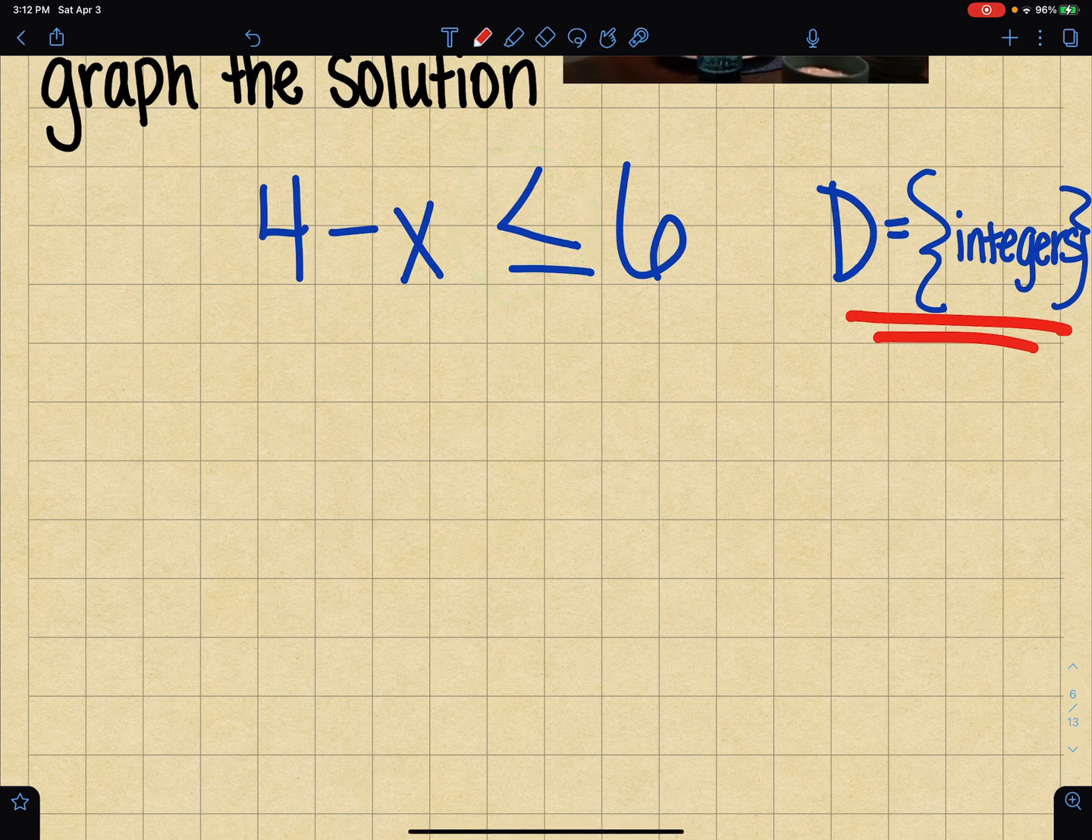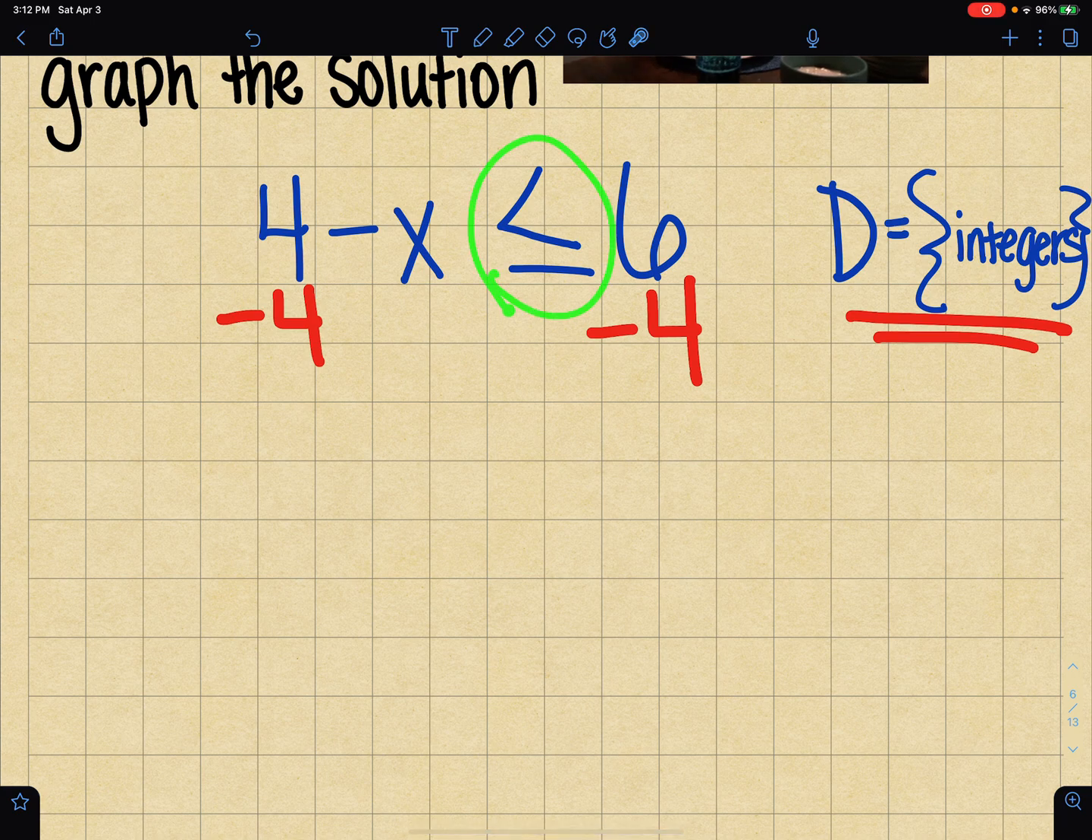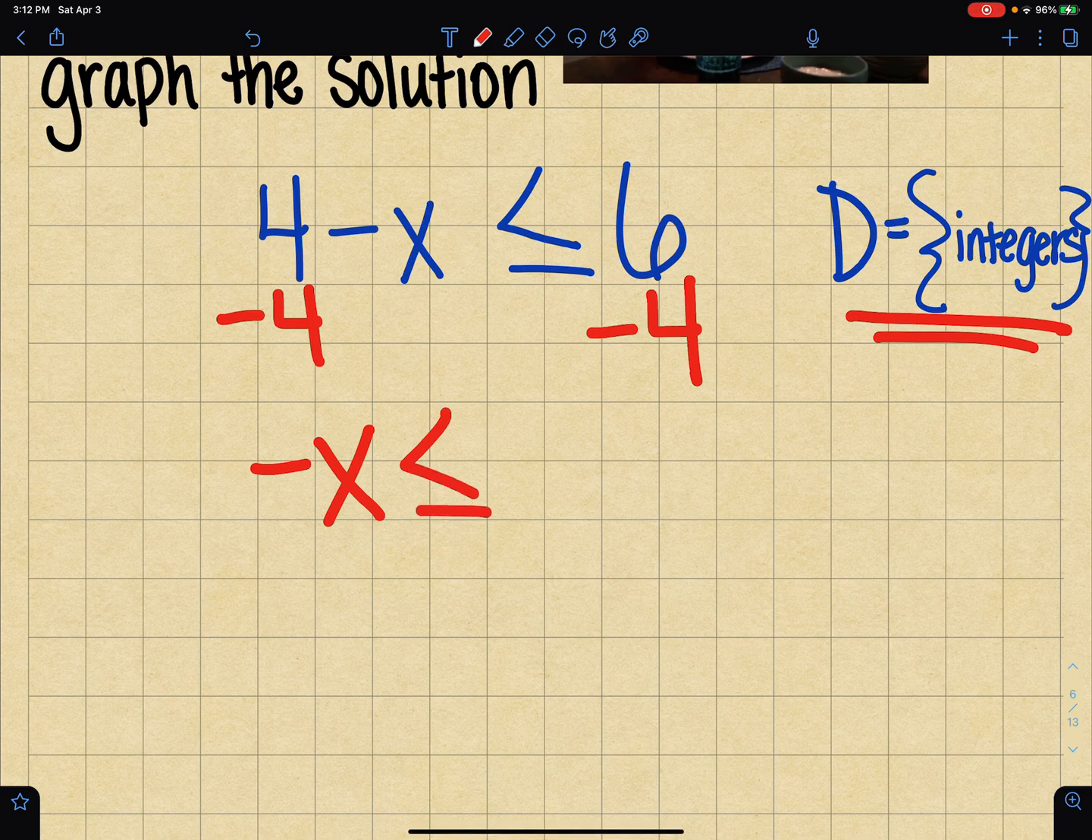So first things first, let's subtract 4 from both sides. And you don't have to change this sign at all when you're adding or subtracting. You just do that the same as with equations. Okay, so what we have is negative x on this side is less than or equal to 6 minus 4, which is 2. So now I'm here.